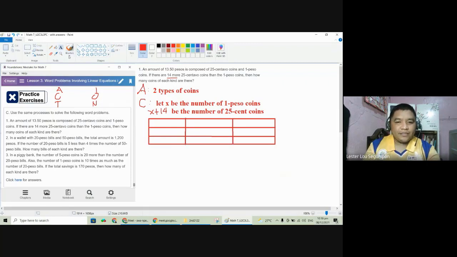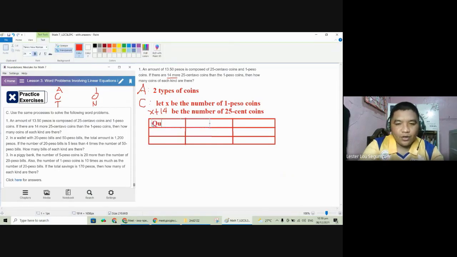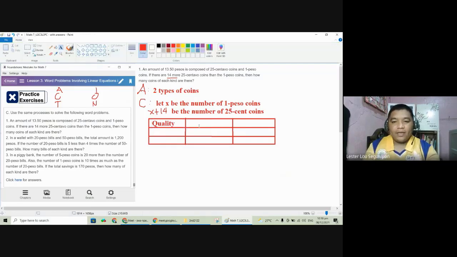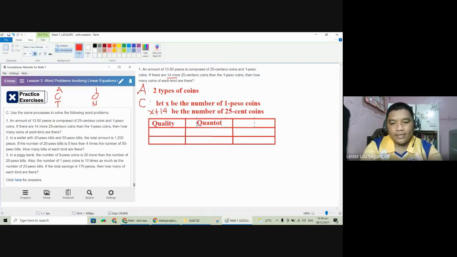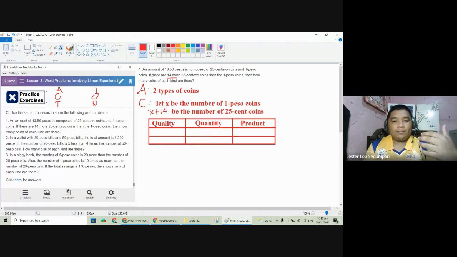So the first header here is for the quality of coins. What are the types of coins present in the problem? Here, we have the quantity. How many are they? And here would be the amount. Not the total amount, just the amount per quality. So instead of amount, let me just place here the product. Supposedly it's amount, but so as not to misconceive it with the given term amount in the statement, let's just use the product here.